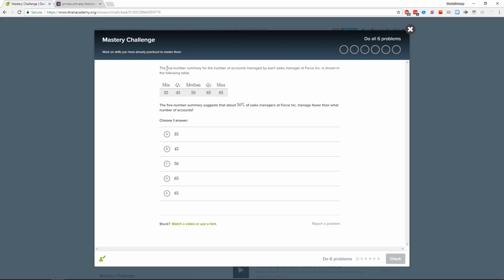The 5-number summary for the number of accounts managed by each sales manager at Forest is shown in the following table. It suggests that about 50% of the sales managers manage fewer than what number of accounts? Fewer than 50.